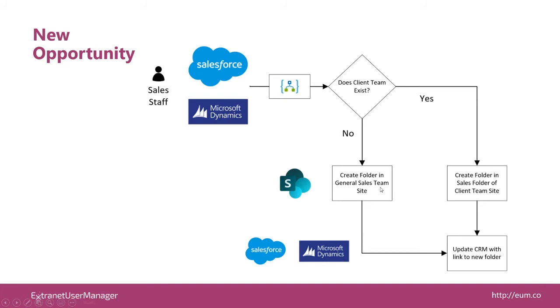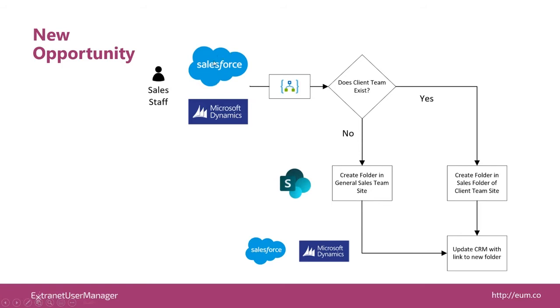We don't create a team until the work is signed and we're actually moving forward with the client. While they're in that pre-sales phase, if they're not an existing client, we just have a general folder with subfolders for each of the prospects that we're working on. So the sales team is working in one of those two spots. What we do is we update back into Salesforce to say, here's the link to the new folder. It's either in the general team or it's in the client team.